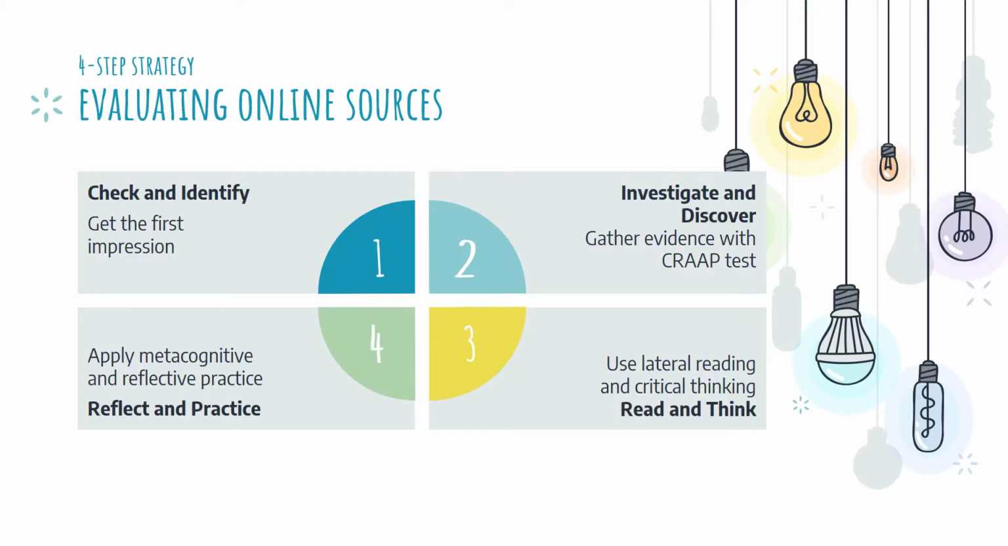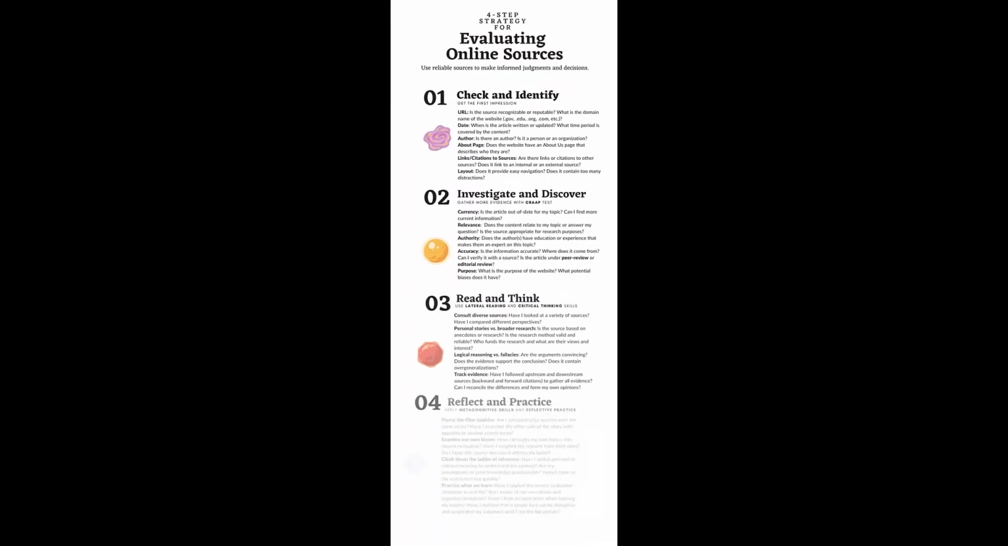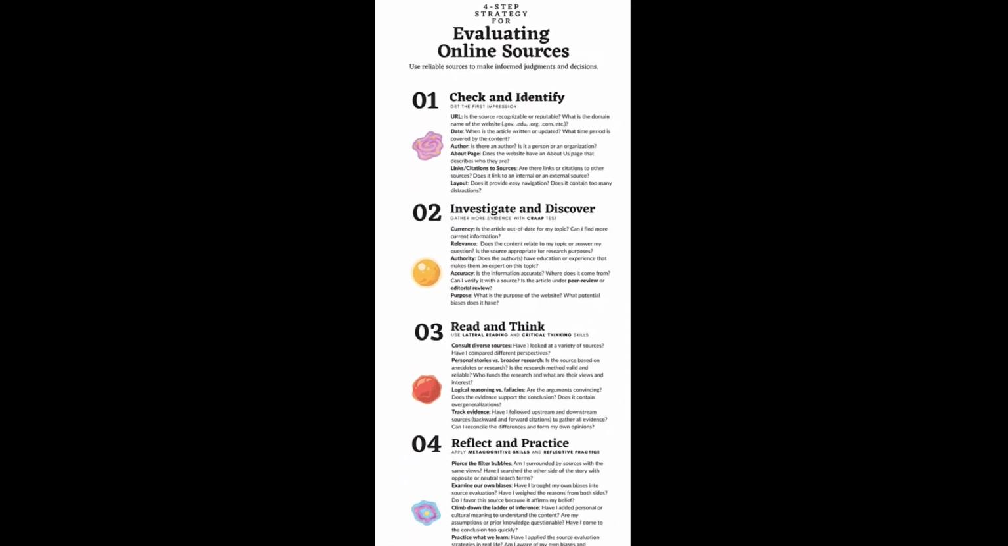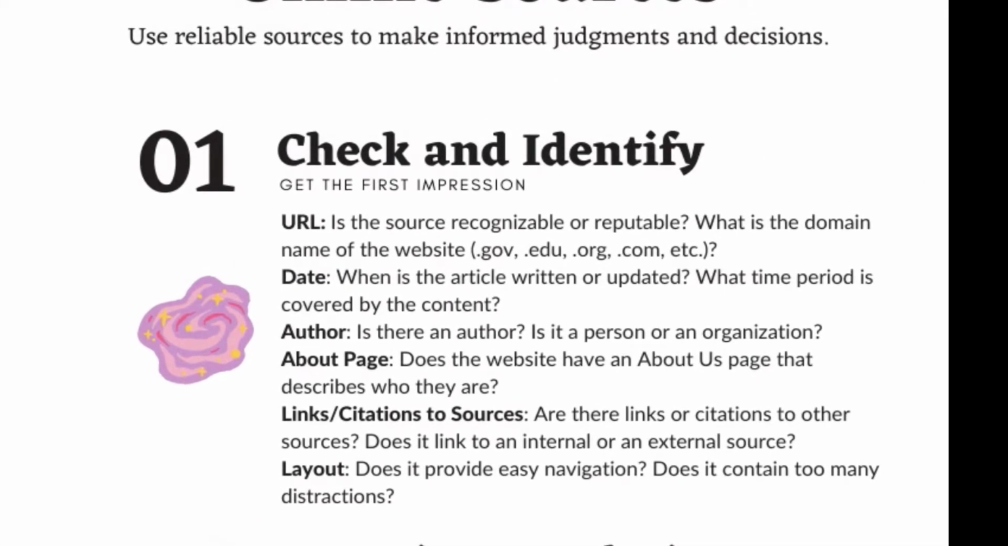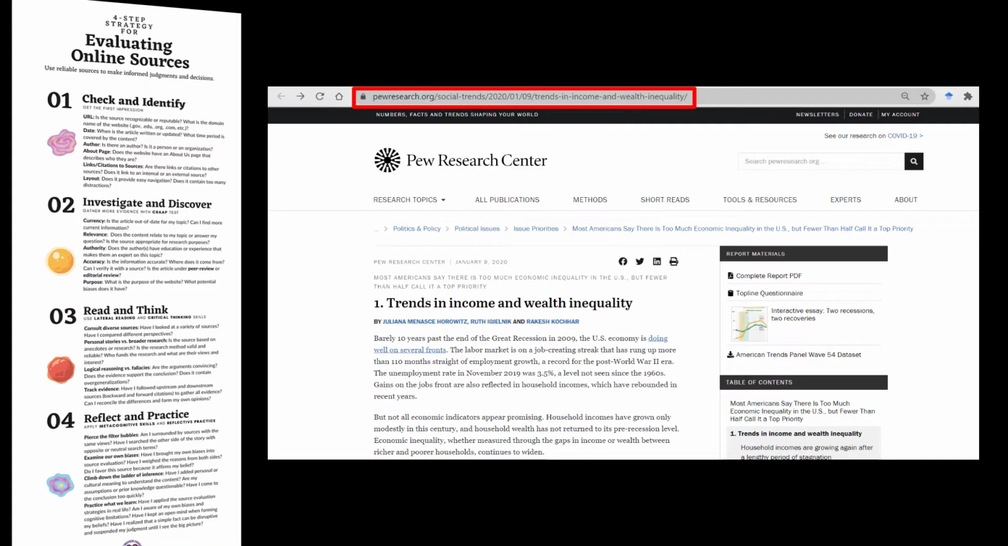In this last video, let's recap what we've learned in the 4-step strategy for online source evaluation. For the first step, we discussed checking and identifying some quality indicators of the sources. Check the URL and domain name to see if the source is recognizable or reputable. Check the date to not only find when the article was written, but also what time period is covered.